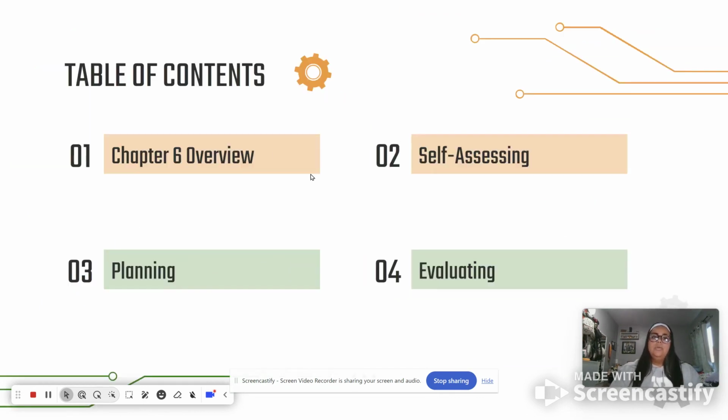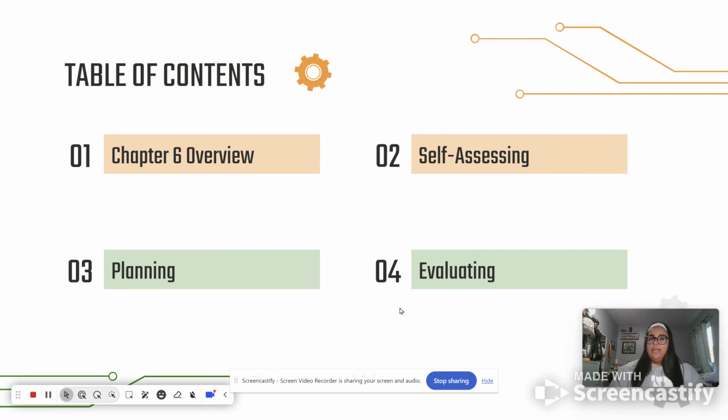An overview of what I will be covering before we get started: I will start with the chapter overview, then dive into the three different stages that the chapter covers. First we'll be talking about self assessment, then planning, and ending with evaluations.